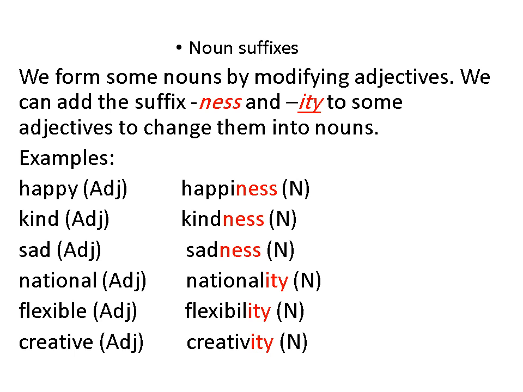Let's have some examples about the noun suffixes in English. We can form some nouns by modifying adjectives. So if I have an adjective and I want to change it into a noun, I can add the suffix -ness or -ity. So -ness and -ity, they are noun suffixes.